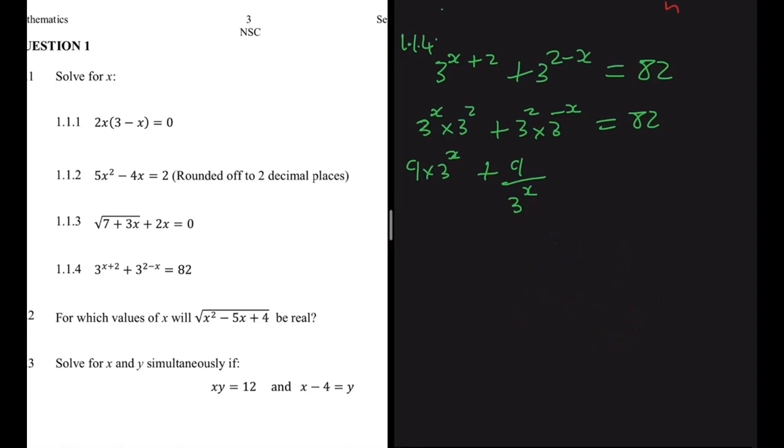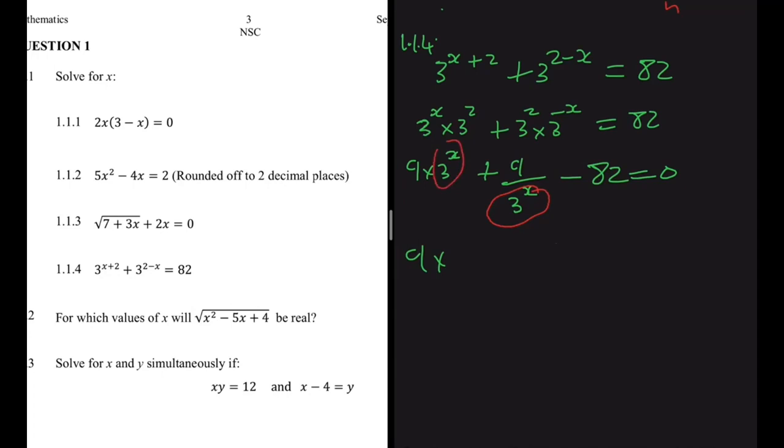So we can bring 82 to the other side. So we're going to have minus 82 being equal to 0, right? So now we have this denominator of 3 to the x on the middle term. So let's multiply throughout by 3 to the x, so that we can sort of have a linear equation. So if we do that, we're going to have 9 multiplied by 3 to the power of x, which is here, multiplied by 3 to the power of x.